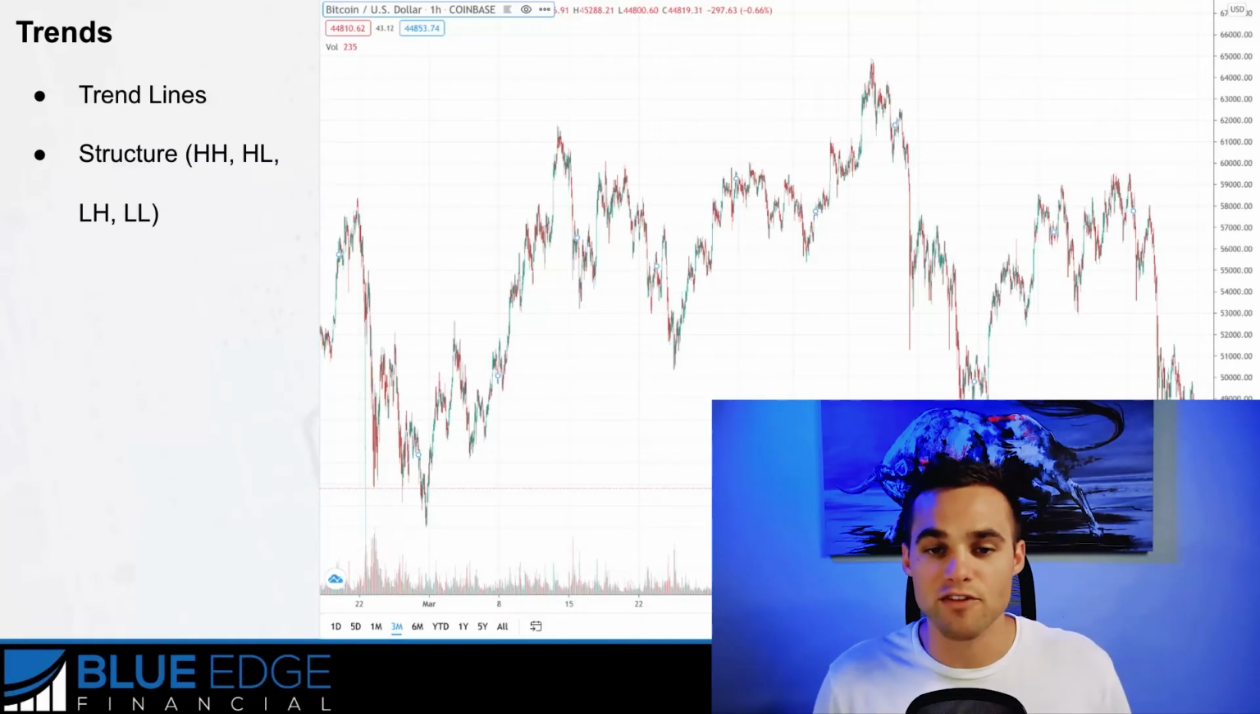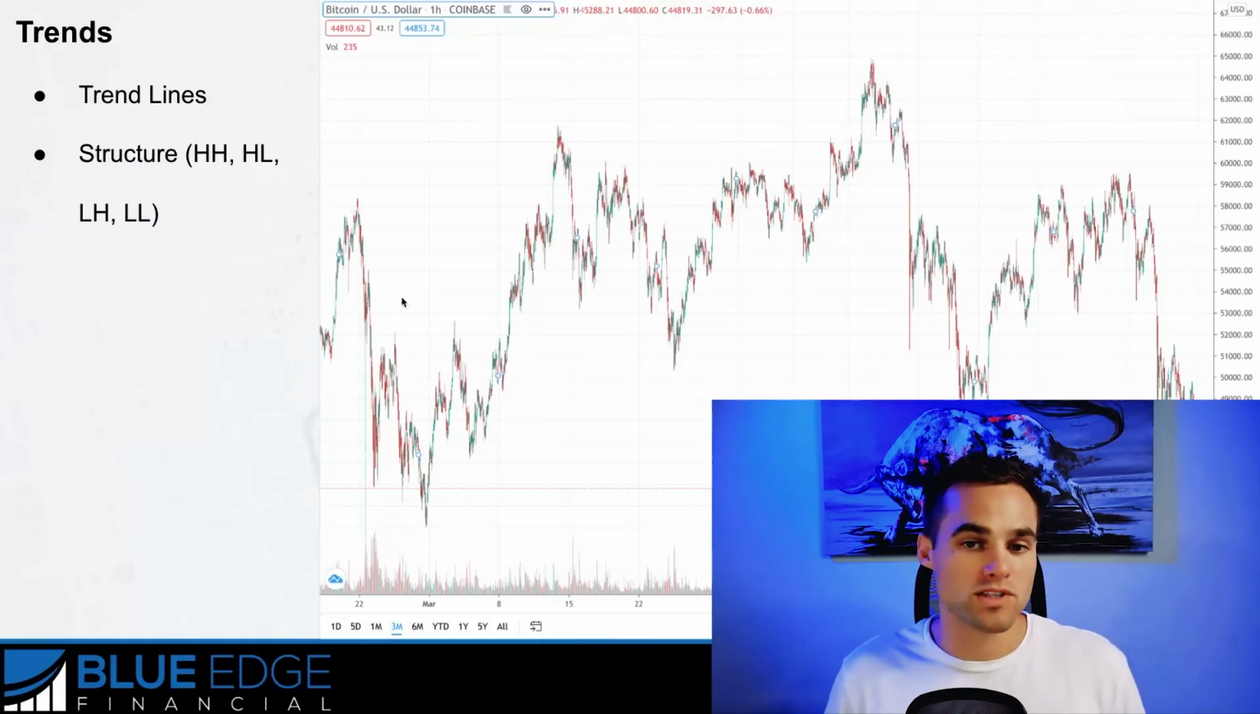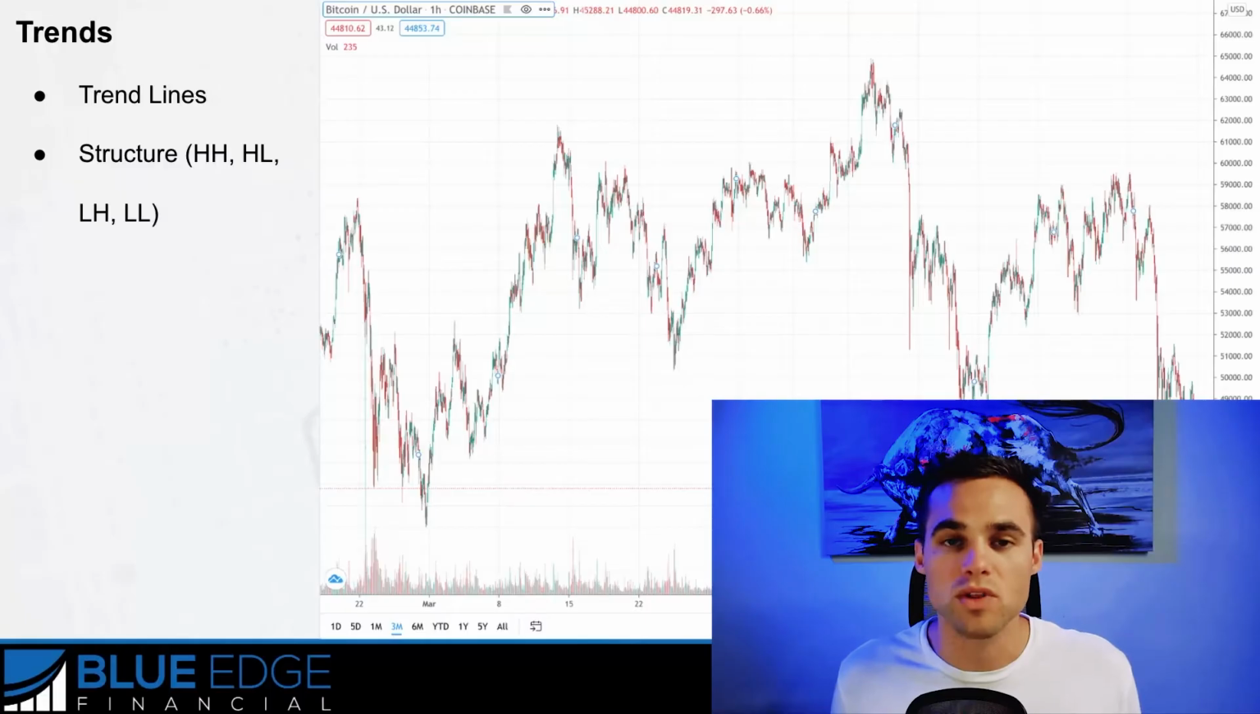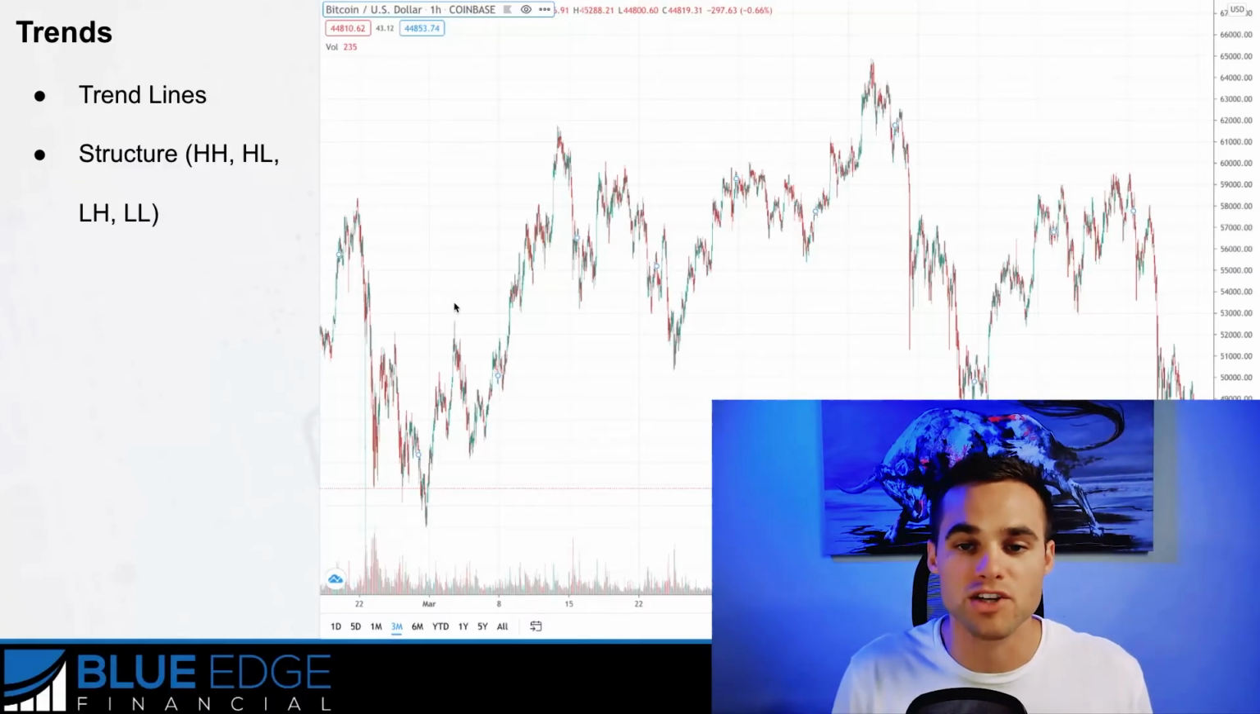The next way that you can identify trends is by what's called structure. Generally, in a trend, you're going to see something called higher highs and higher lows in an uptrend. And in a downtrend, you're going to see lower highs and lower lows. So let's dive into the chart and actually take a look at what this means.